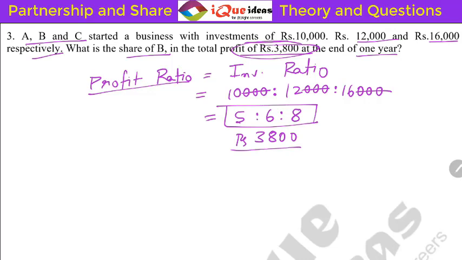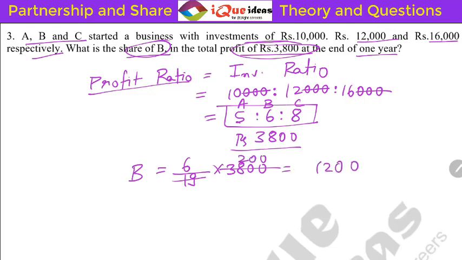What do we have to find? We have to find the share of B. We can actually find the share of each one. This is A, this is B, this is C. So B's share will be equal to 6 divided by 5 plus 6, 11 plus 8, 19, into 3,800. Now 19 2s is 38. So it is 200 into 6, that is 1,200 rupees. So the profit share of B in this case is 1,200 rupees.